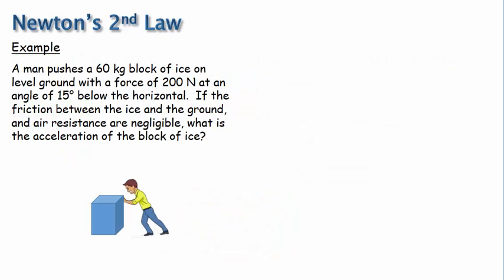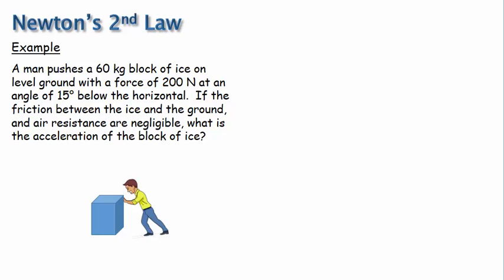A man pushes a 60-kilogram block of ice on level ground with a force of 200 newtons at an angle of 15 degrees below the horizontal. If the friction between the ice and the ground, as well as the air resistance, are negligible, what is the acceleration of the block of ice? We'll use Newton's second law to solve this problem, so let's follow the procedure.